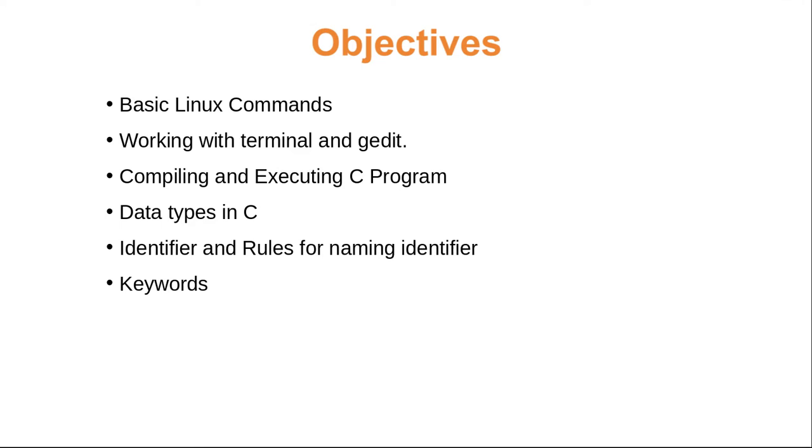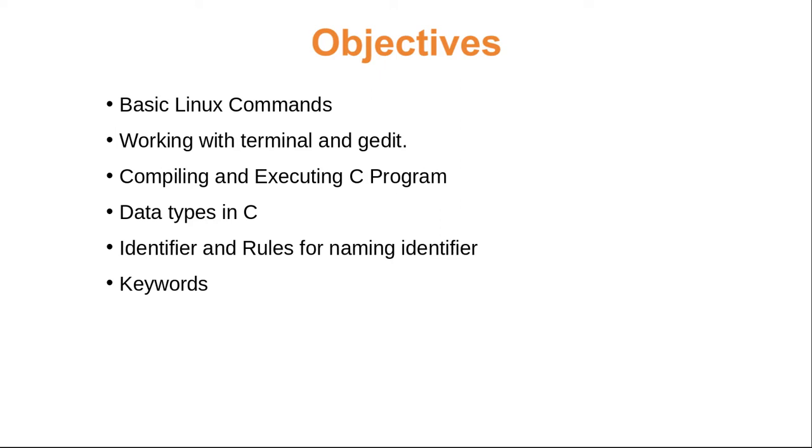First, we're going to learn some of the basic Linux commands required to compile the programs, run the programs, and the other basic things. We'll also learn how to work with the terminal and the editor, gedit. We'll learn how to compile a C program as well as execute it. We'll learn the basic things of C like data types in C, the rules for naming an identifier, the keywords, and the format specifiers. So these are the things we're going to learn in this particular session.